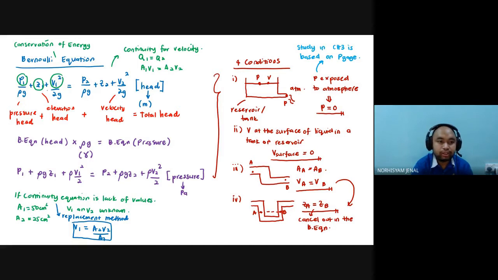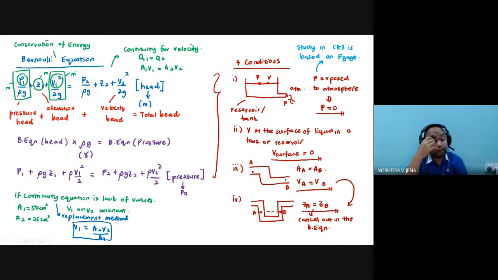Usually we call the results for this in terms of head. Why? Because the number that you will get will have a unit of meter for each one of these. For example, P1 over rho g over here, the unit for this should be in meter. Z1 should be in meter. And the whole V1 square over 2g over here, the unit that you will get will be in meter.